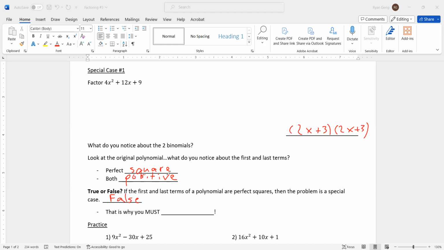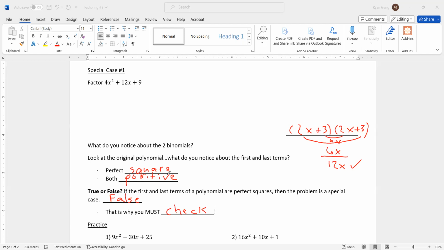This is why it's a good idea to check. You actually have to check to make sure. If you think that it's a special case, especially special case number one, you want to check to make sure that when you FOIL it back out, you get 12x. When you do, I'm going to check: 2x times 3 is 6x. 3 times 2x is 6x. If I add those together, I get 12x. And it does work here, but it won't always work. And I'm going to give you an example of that here in a little bit.